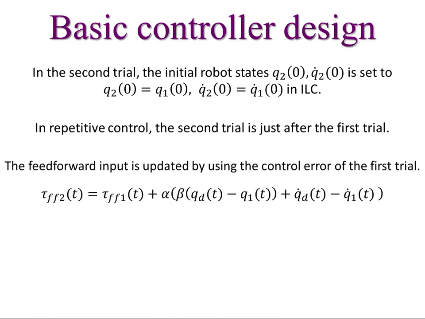In iterative learning and repetitive control, we update the feed-forward torque tau FF2 in the second control trial by adding the control error in the previous control trial to the previous feed-forward torque tau FF1 in this way. Intuitively, this iterative learning law can be interpreted as adding the missing torque from the previous control trial to the next control trial to reduce the control error in the next control trial.